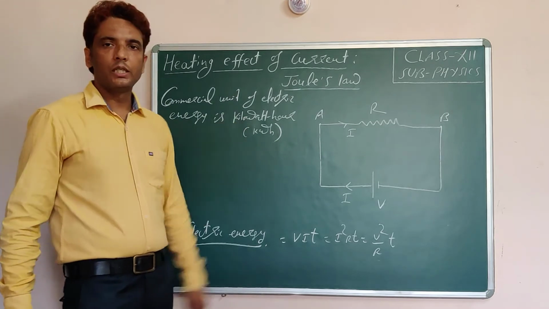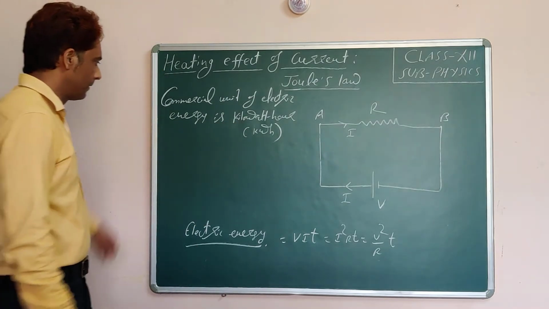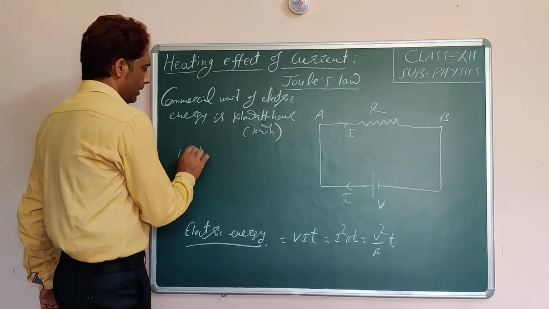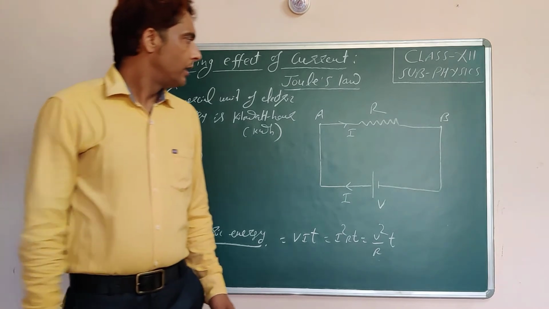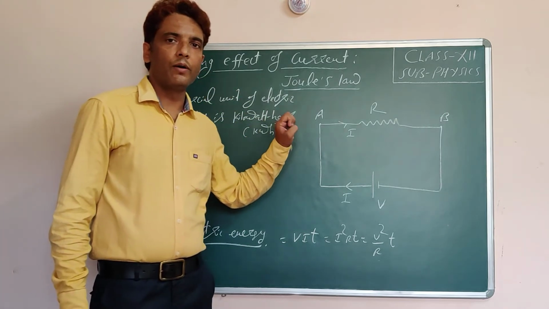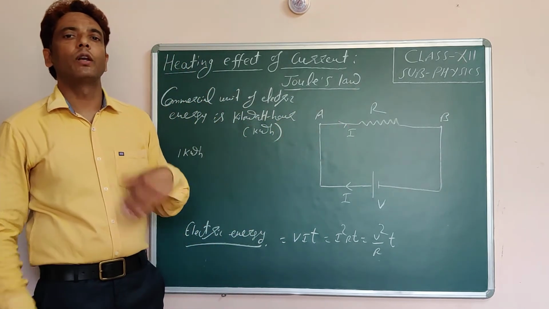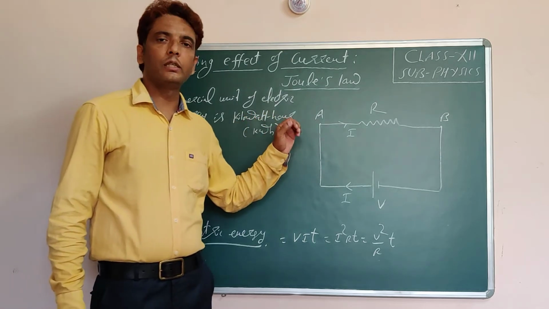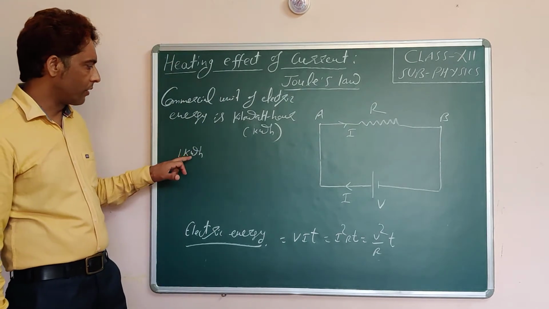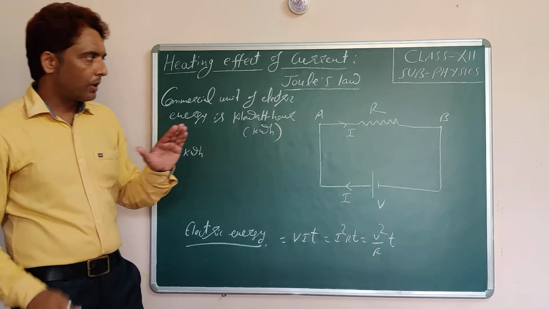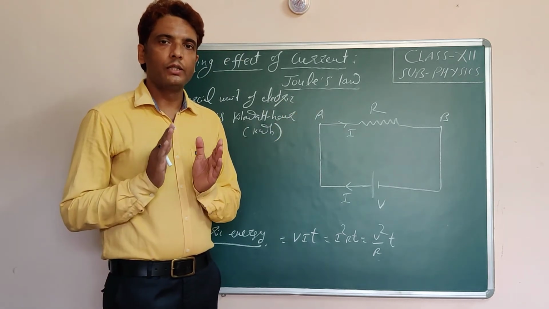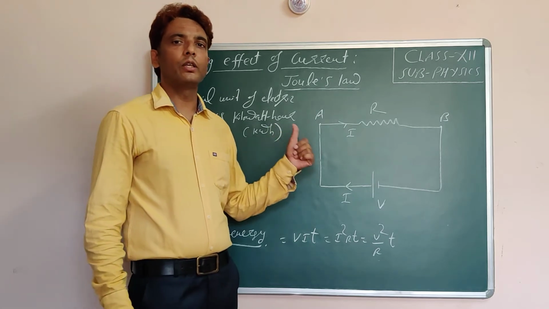Now how to define this kilowatt hour? 1 kilowatt hour is defined as: if an electric appliance of power 1 kilowatt is used for 1 hour, then the electric energy consumed is said to be 1 kilowatt hour. Again I am repeating the definition of kilowatt hour.